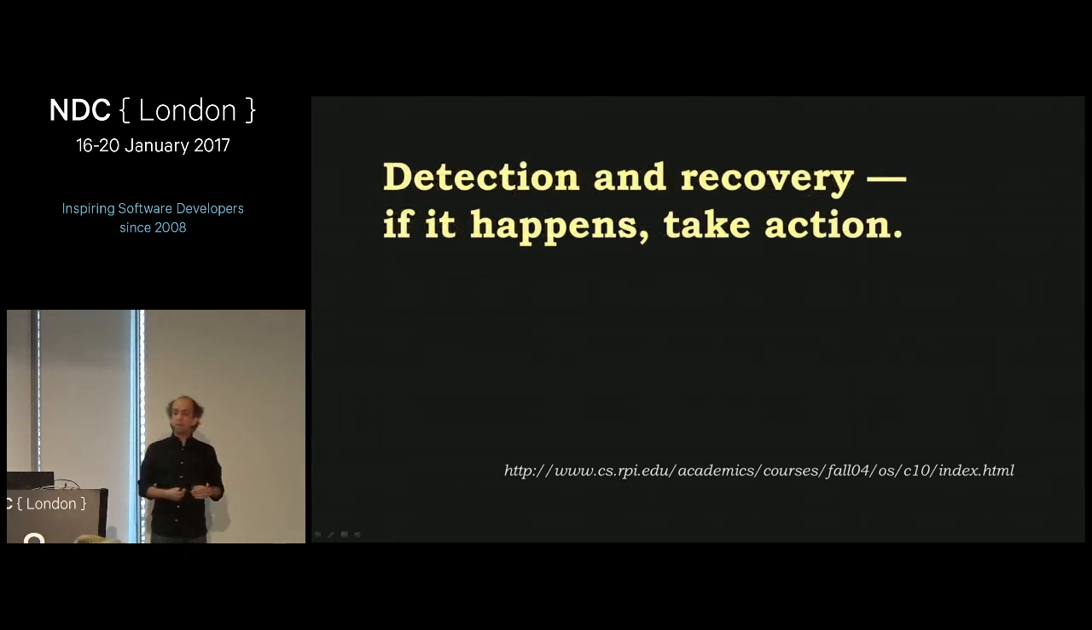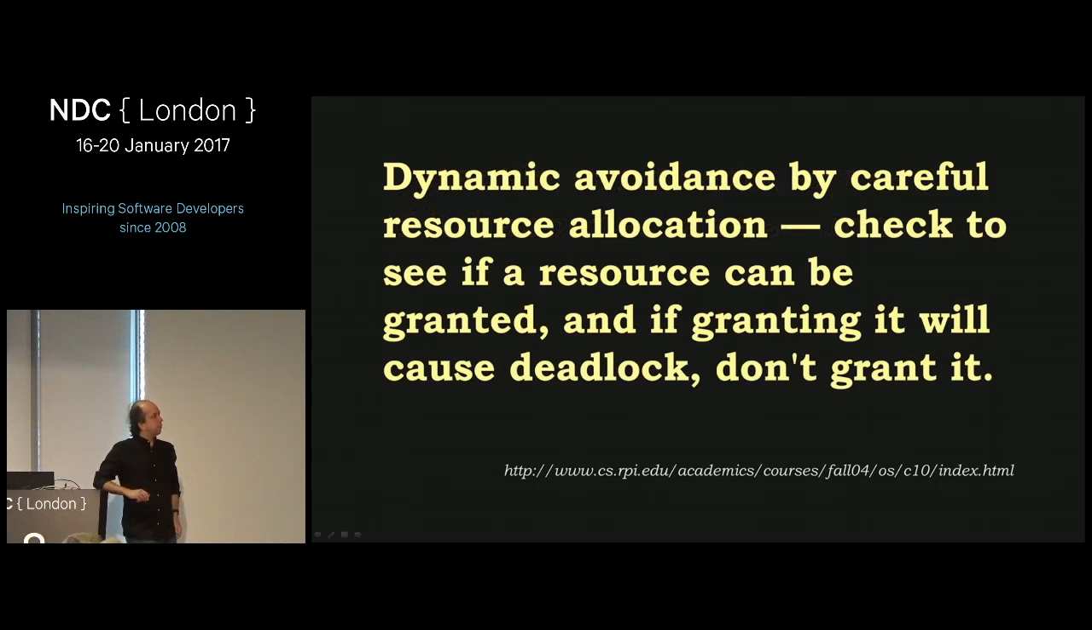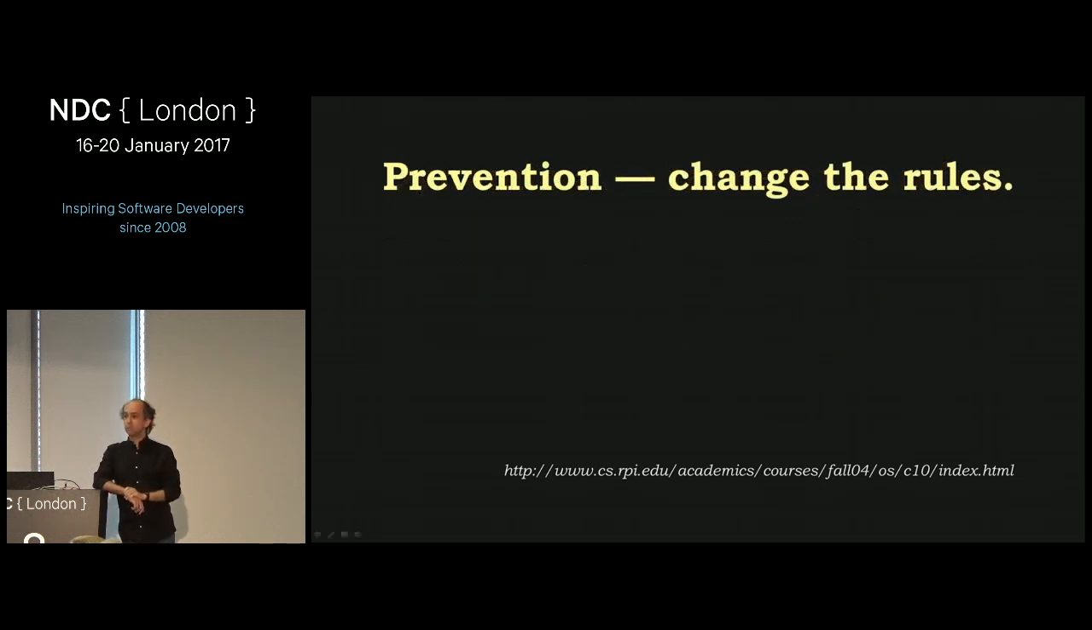Detection and recovery. If it happens, take action. So people spend a lot of time coming up with very clever techniques for doing this. Dynamic avoidance by careful resource allocation, check to see if the resource is granted, and so on. So in other words, this is kind of an amplification of the previous point. But I prefer the fourth option. Prevention. Change the rules. Yeah, don't play that game.